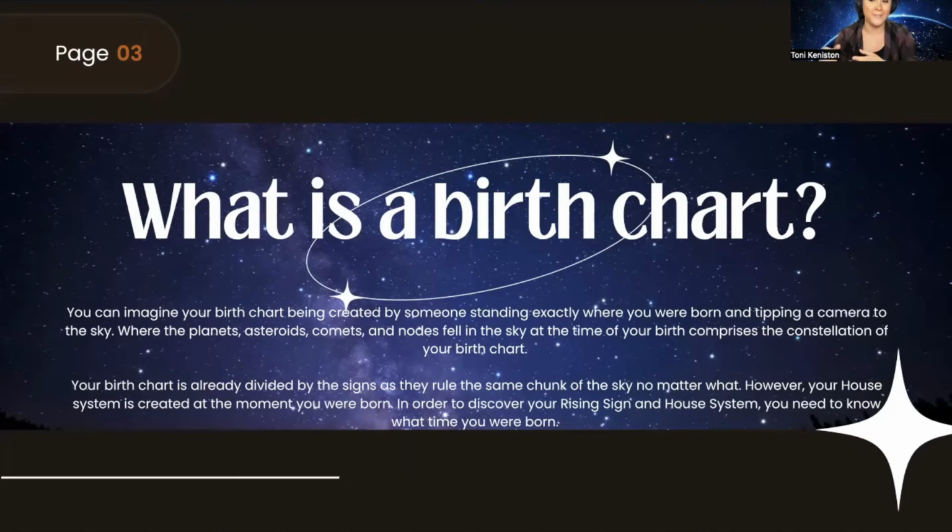Your birth chart is already divided by the signs. That's because it's the most well-known, and the signs stay where they are. Even if they shift through our night sky, the stars themselves, they're not moving. So that part is fixed. However, your house system is created at the moment that you were born. And this is how somebody that is born 3 states over at the same time, date, everything else the same except for where, or let's say they were born in the same hospital, but an hour later, their entire house system will look differently than yours.